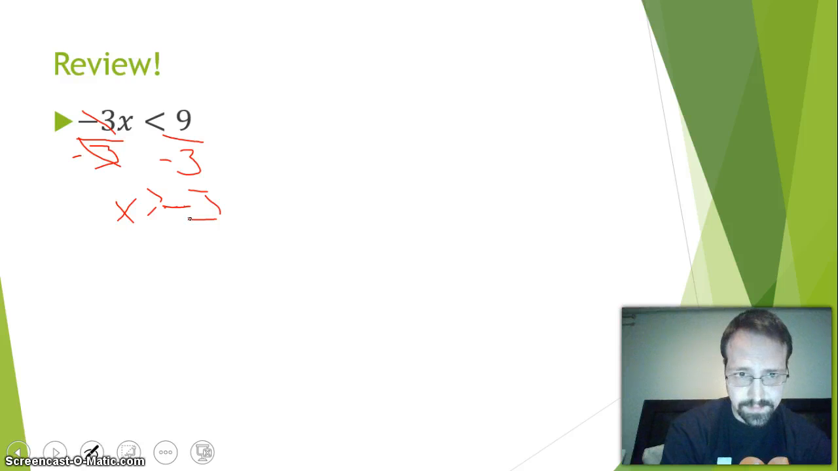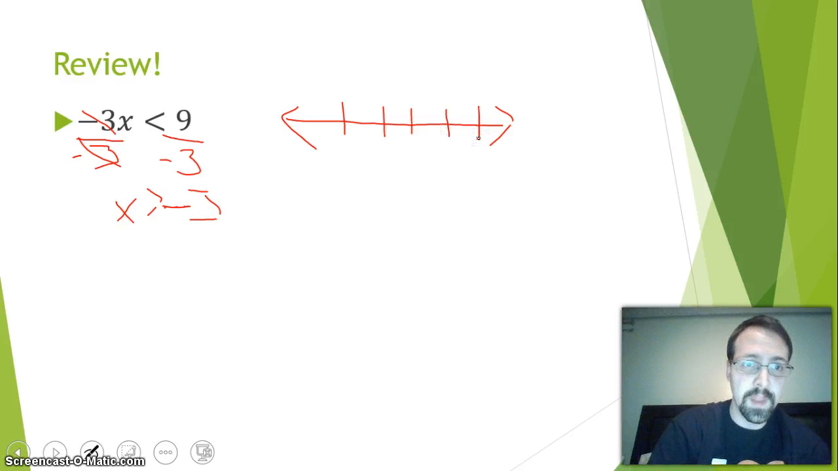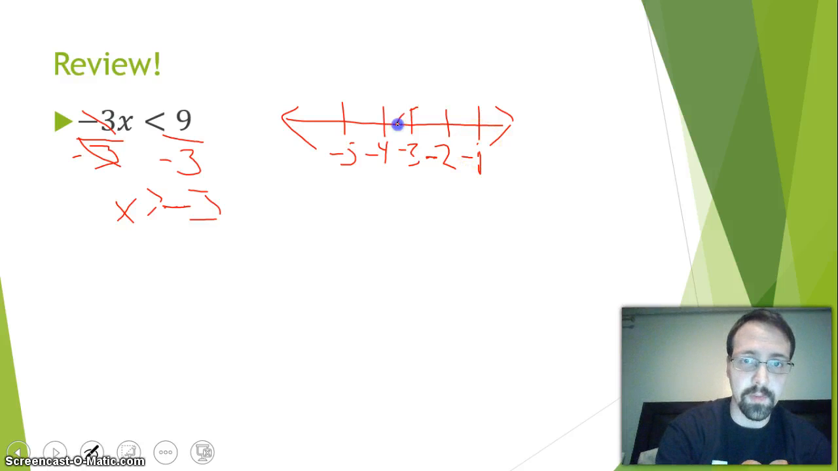Because of that, we're going to need to go ahead and graph it. We can graph it on our number line. That's the sound you make when you make your number lines. So I have negative 3 here in the middle, negative 4, negative 5, negative 2, and negative 1. Because it doesn't have an equal to, then we know it's going to be an open circle.